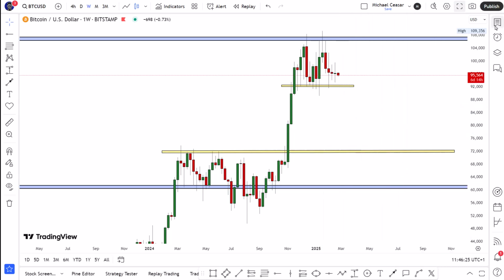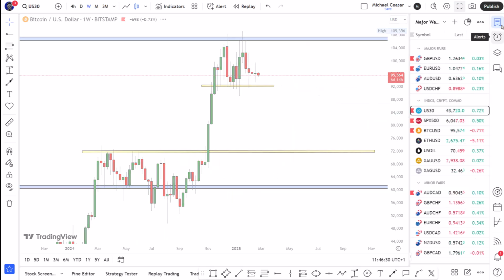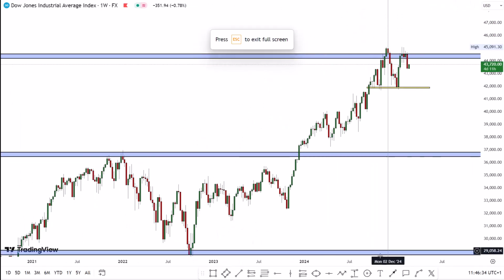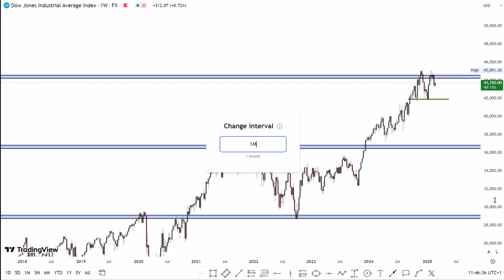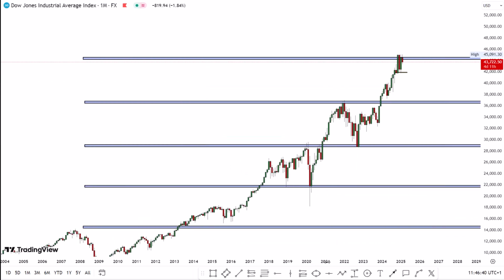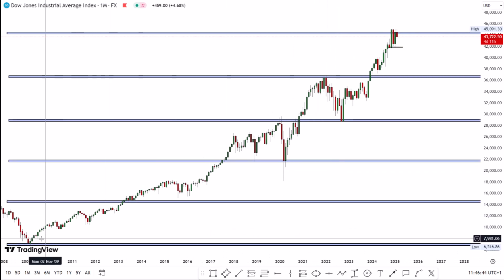That's that on Bitcoin. The next instrument on my list today is the SPX 500, almost similar. This one is actually printing a similar pattern to Bitcoin. So the trend on the monthly time frame is to the upside.